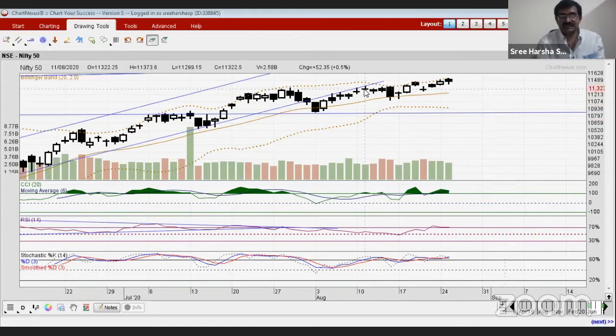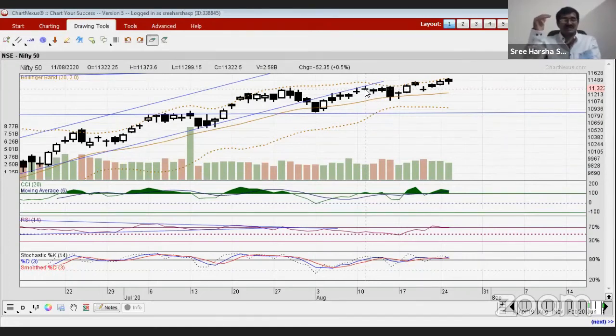Okay, let me share something with you. Just a minute. If you see this particular candle here, this is a doji. Let us see what the open is. Look at the open price and the close price. It's almost the same. 11,322.25 is the open price and 11,322.5 is the close price. This is called a doji.